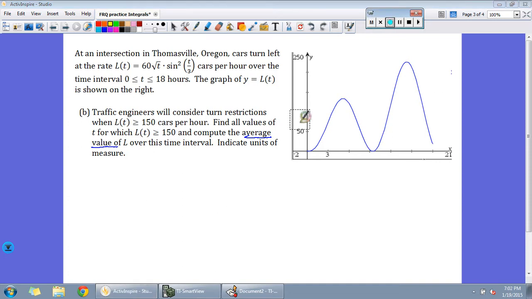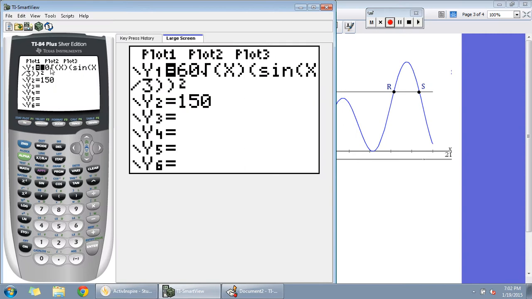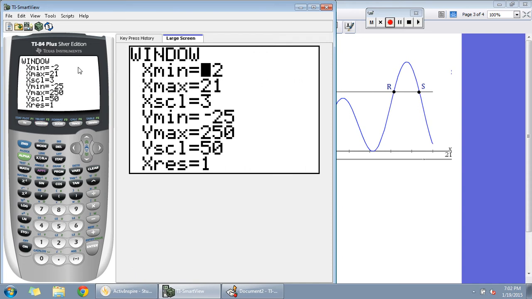So for all values greater than or equal to 150, I'm going to draw a line at 150 and find these two intersection points. So on my calculator, I'm going to go to y equals, and I'm going to graph the function, and I'm also going to graph y equals 150. For my window, I'm setting my x's from -2 to 21 with a scale of 3, my y's from -25 to 250 with a scale of 50, and I'm going to go to the graph.